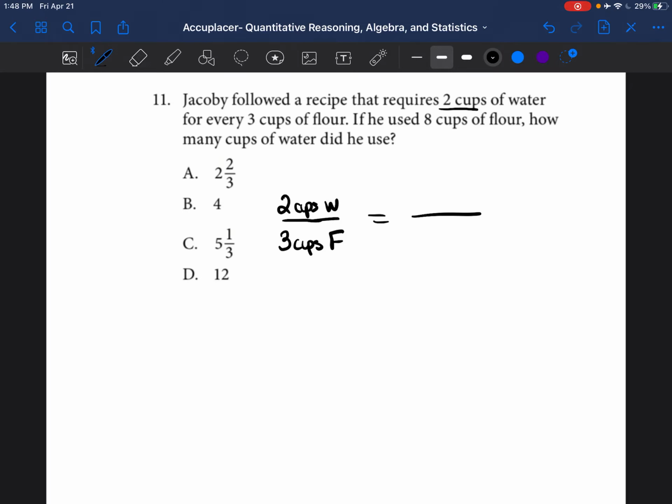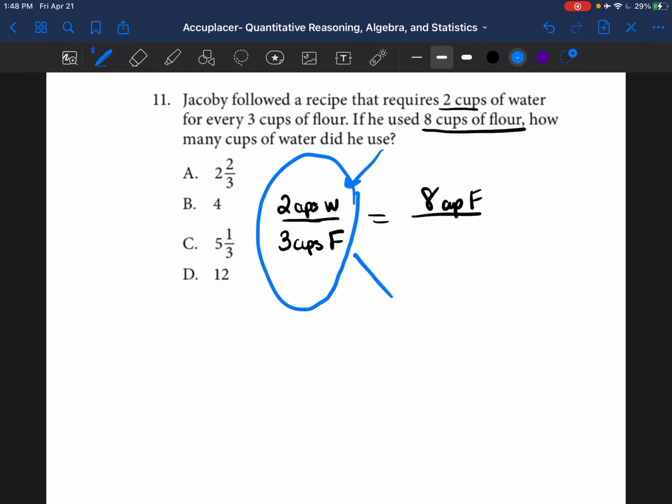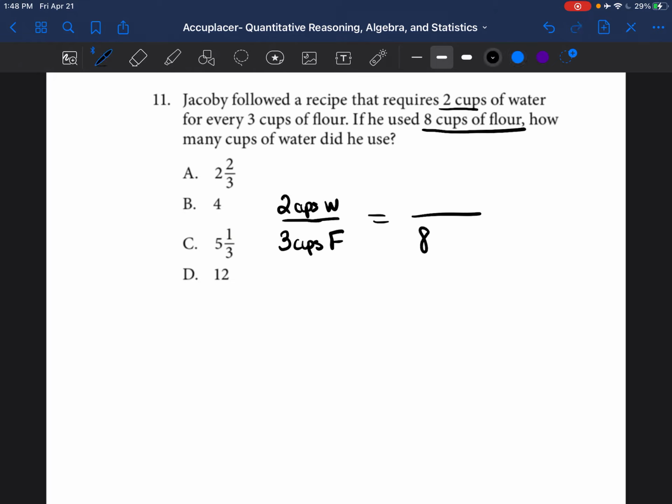And then it says if he used 8 cups of flour, how many cups of water did he use? Be very careful. I know that most students are going to put 8 cups of flour on top, but you have to look at that first fraction that you made. Water should be on the top, flour should be on the bottom. So we're not going to put that 8 cups of flour on top. We're going to put it on the bottom. So 8 cups of flour, and we need to find out how many cups of water he needs. So we're going to put X on top for the cups of water.